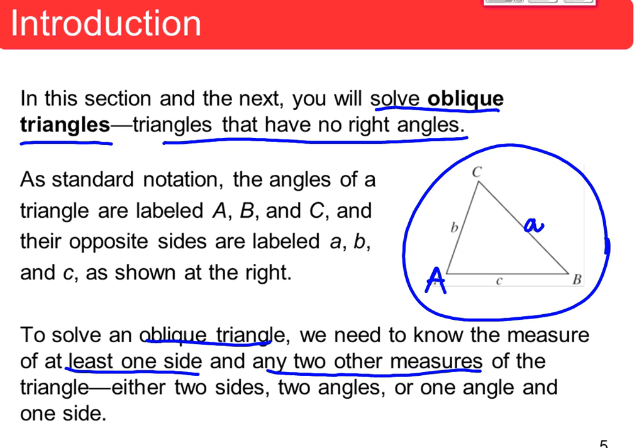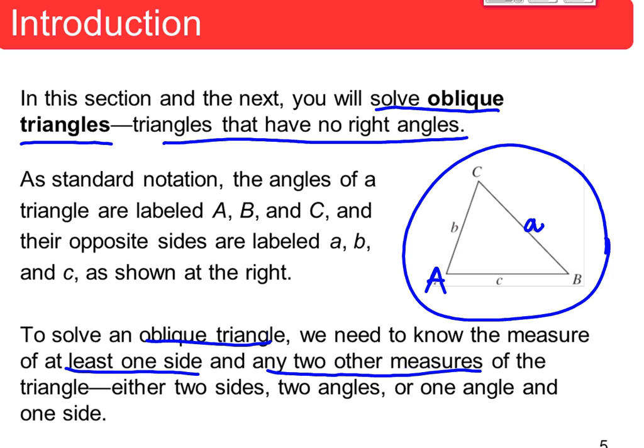And so this is for triangles that have no right angles, and so we call those oblique triangles. And you'll notice on that picture, just a little reminder that capital A, which is angle A, is opposite lowercase a, which is the side. And so that's a standardized notation. You've used that way since the Pythagorean theorem is kind of what comes to mind.